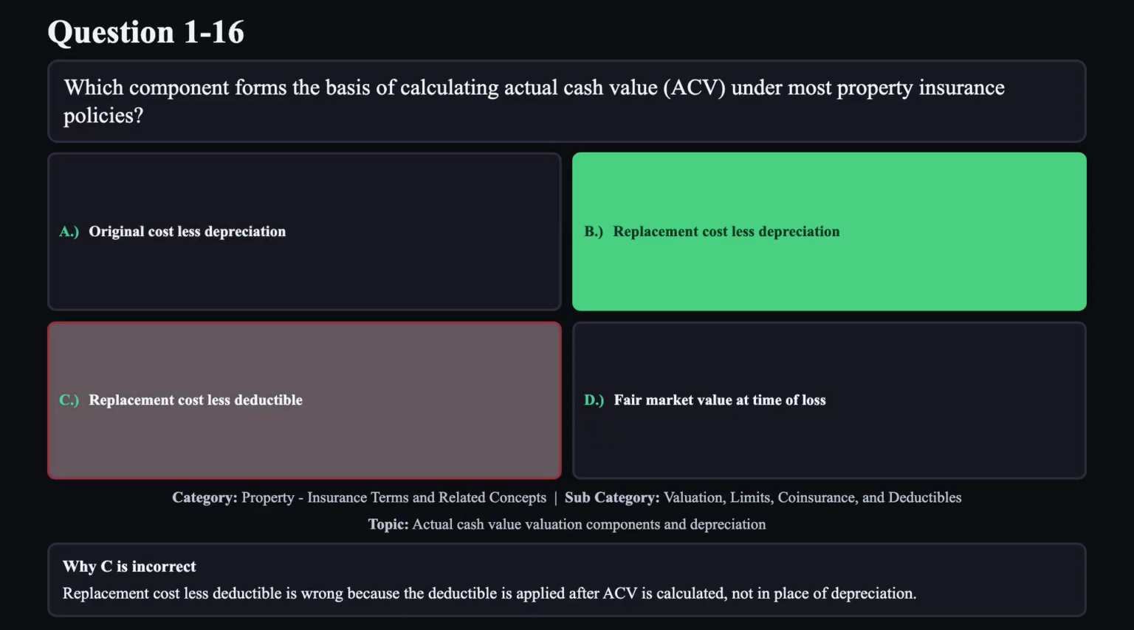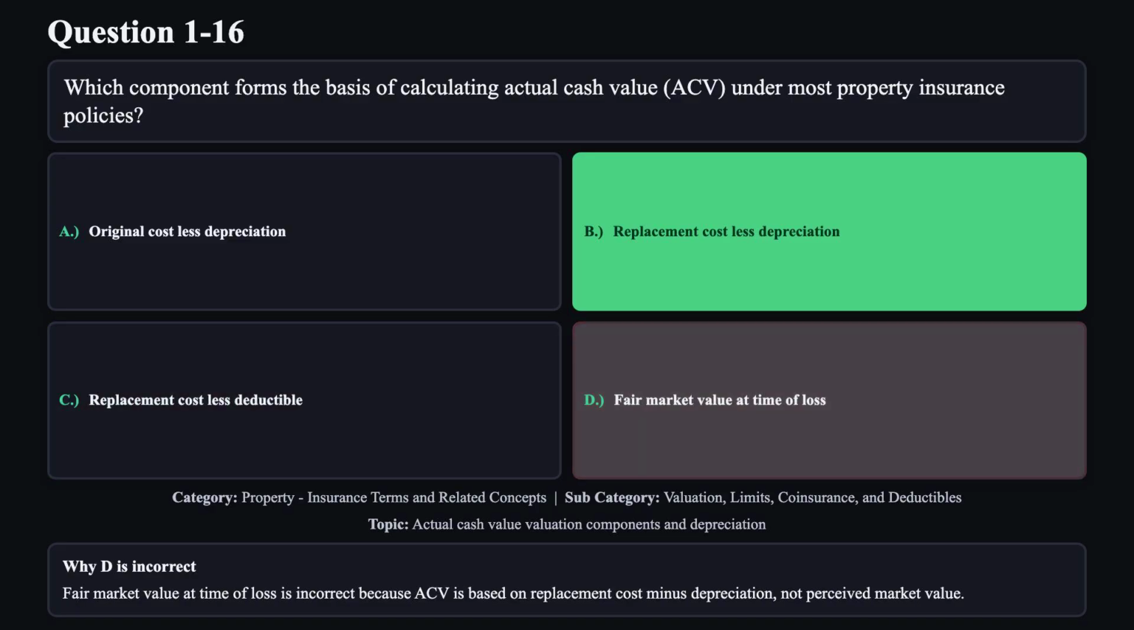Reason C is not correct. Replacement cost less deductible is wrong because the deductible is applied after ACV is calculated, not in place of depreciation. Reason D is not correct. Fair market value at time of loss is incorrect because ACV is based on replacement cost minus depreciation, not perceived market value.